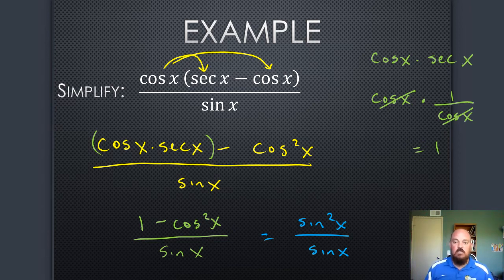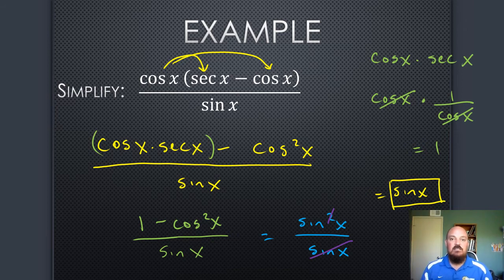And now this is going to clean up really nicely because I have basically a sine squared on top and a sine on bottom. One of them is going to cancel. I can cancel one of these sines on top with that one on bottom. And for my final answer here, I just get sine x. That's it. Just a nice, simple, easy sine x. So that whole big messy original problem, cosine x times secant x minus cosine x all over sine x, all simplified to just a nice, simple sine x. And that's what we're doing right now. We're just practicing using identities to simplify expressions.